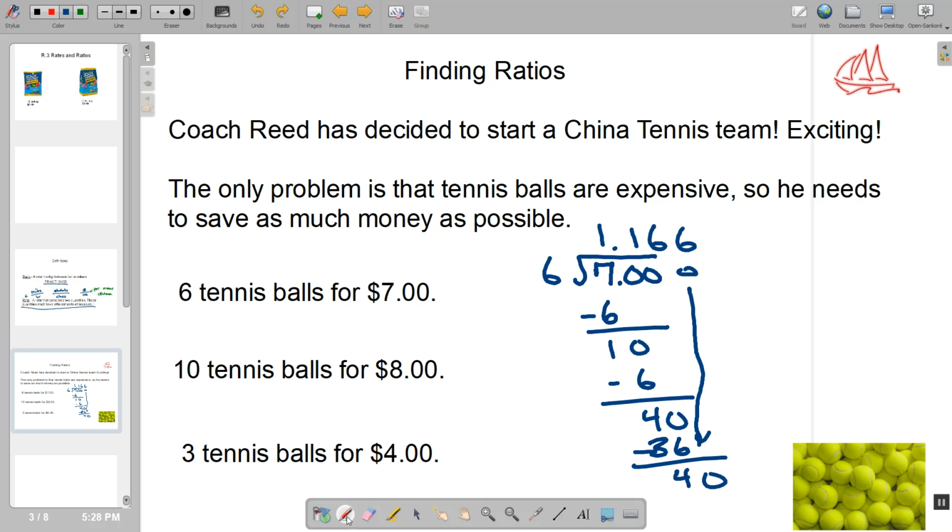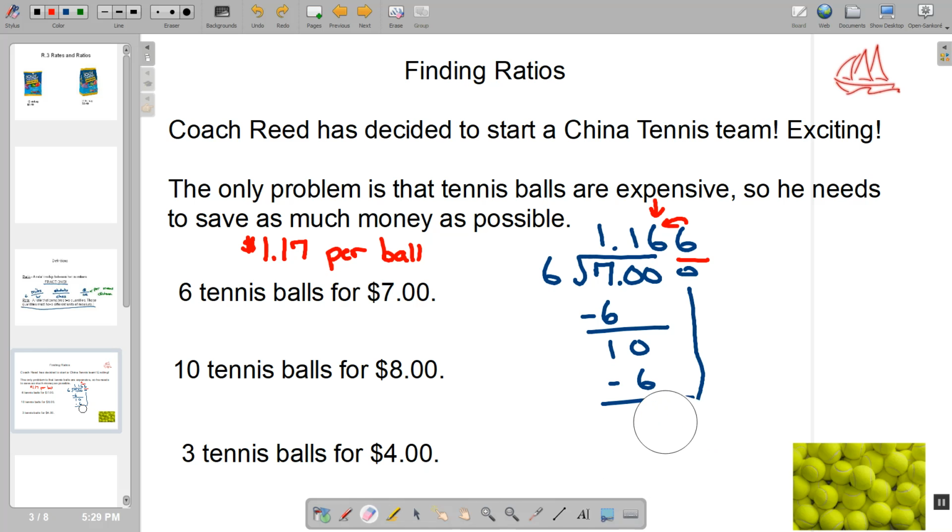So if you notice, it's money, so we're going to round to the hundredths column, which is right here. But in order to round to the hundredths column, we have to go one digit past it, which means that this is going to round up to $1.17 per ball.